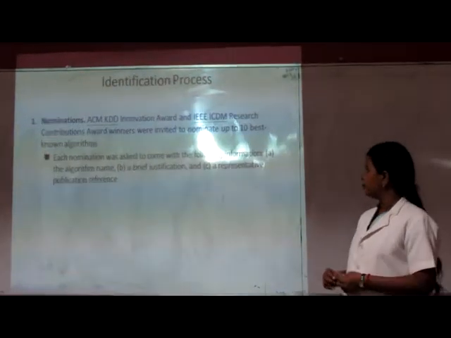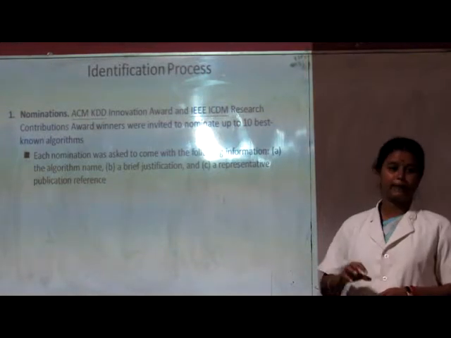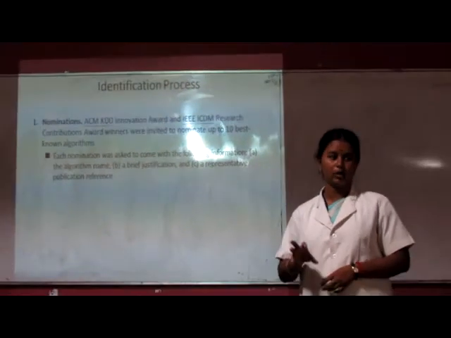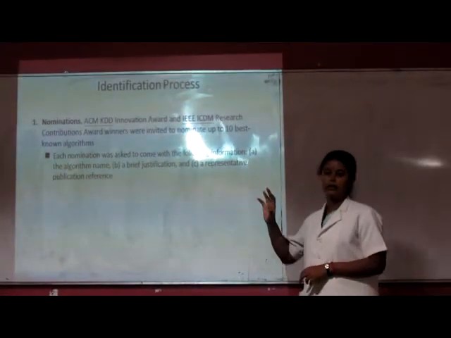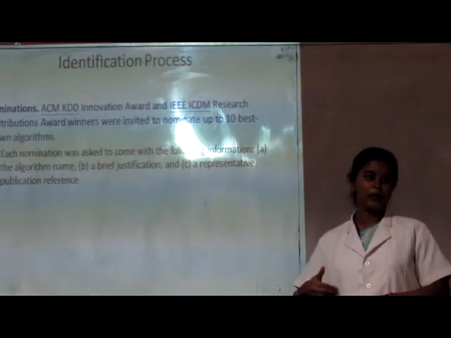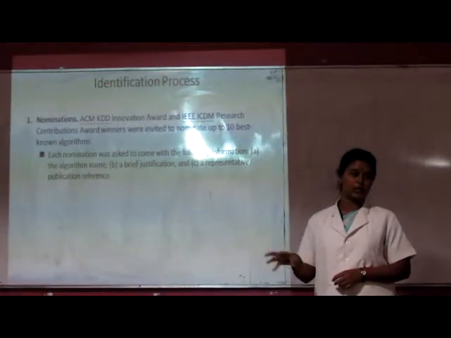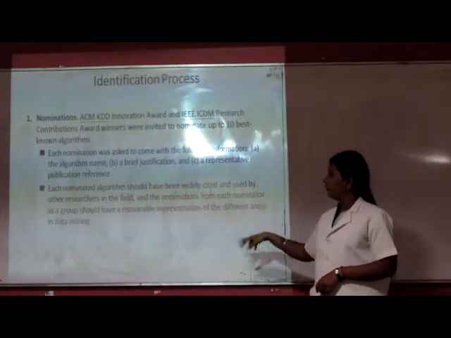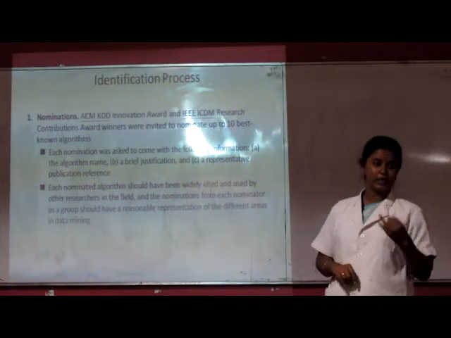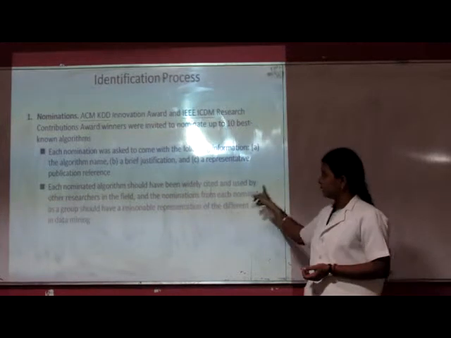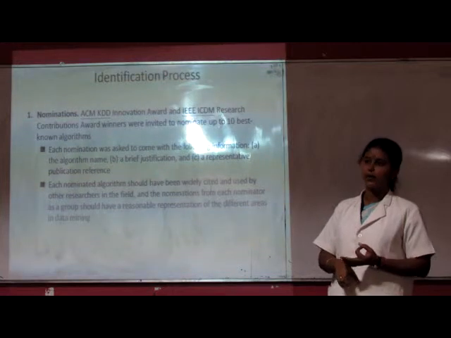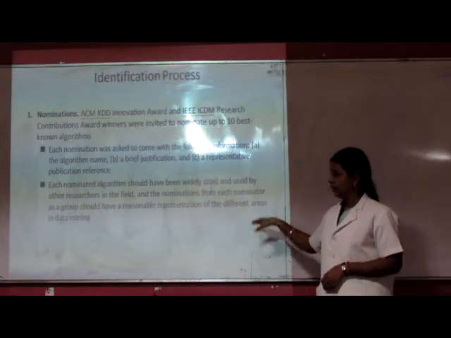As a process, ACM, KDD and IEEE made a survey on data mining algorithms, and they asked some of the award winners to produce a list of algorithms most referred to in journals. They asked for three things: the algorithm name, justification about the algorithm, and representative application references, that is, how many references have been made. The award winners produced all these three things.